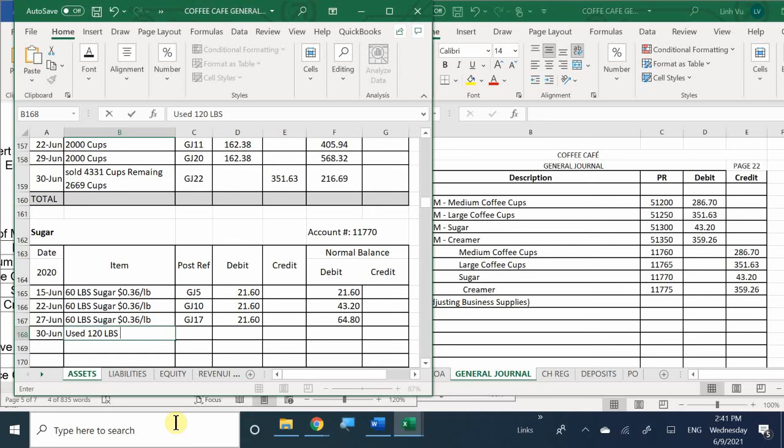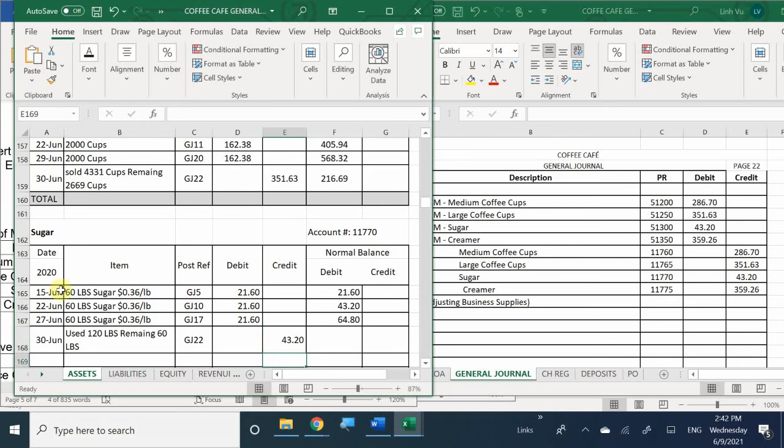60 pounds remaining. 60 pounds remaining. So 43.20. So you should have a remaining balance of 2160. Right, which in this case, just by looking at the information here, that's pretty straightforward.